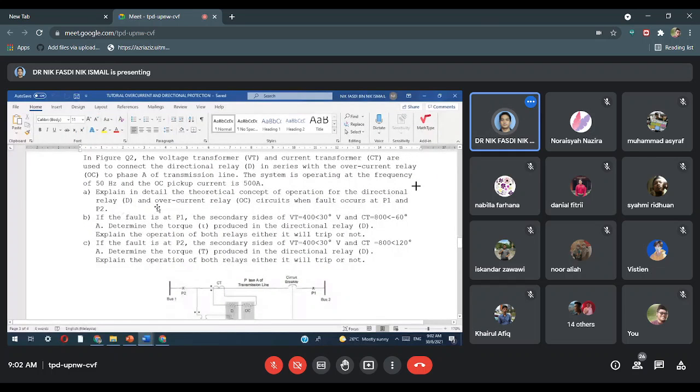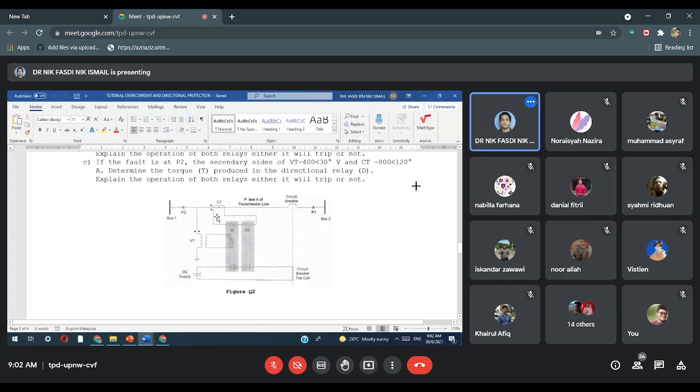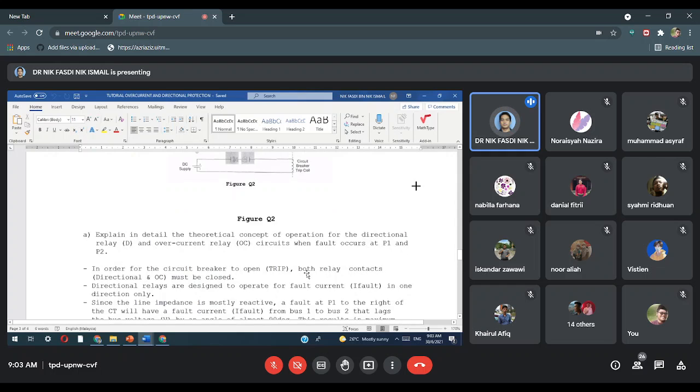Alright, so what is the question? Explain in detail the theoretical concept of operation for the directional relay D and overcurrent relay OC circuit when a fault occurs at P1 and P2. This question gives you two conditions, P1 and P2. What happens when a fault occurs at P1, and what happens at P2? What happens to the relay? Will both relays operate, or only this one? Alright, we look at the solution and discuss it here.